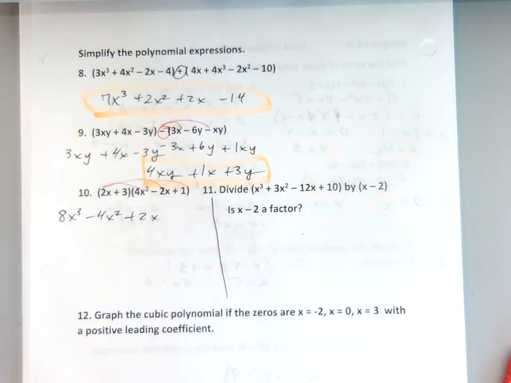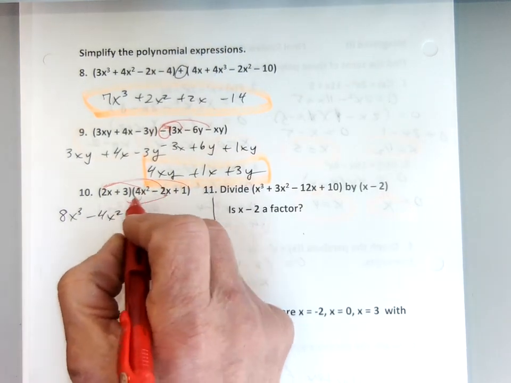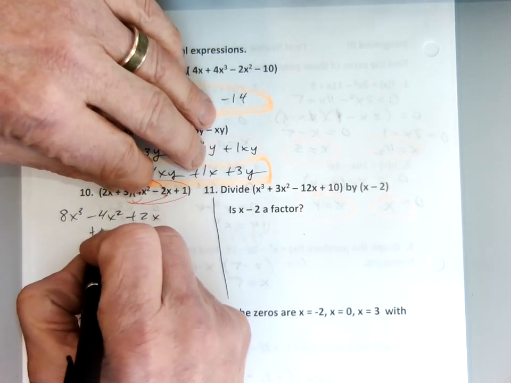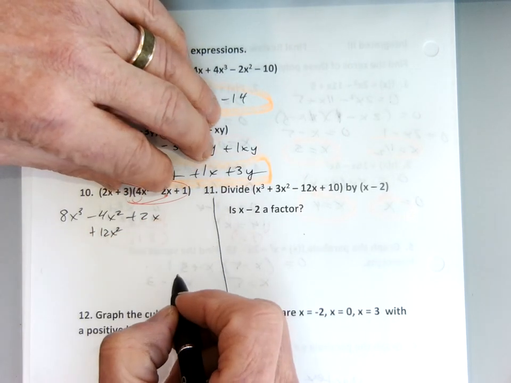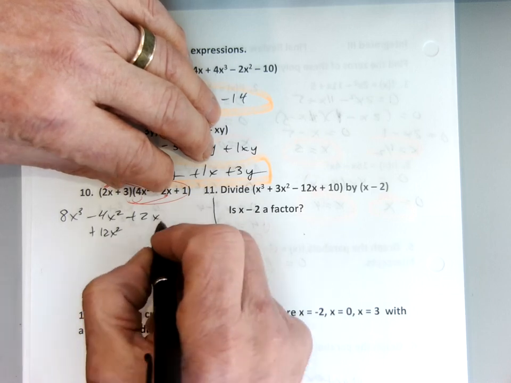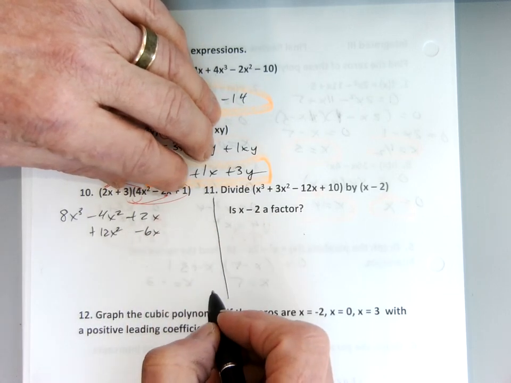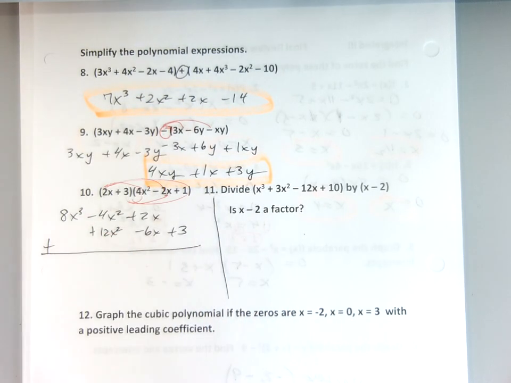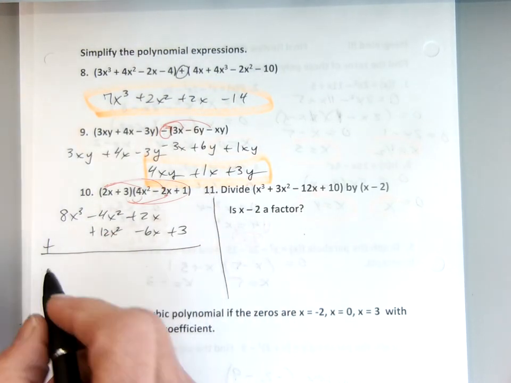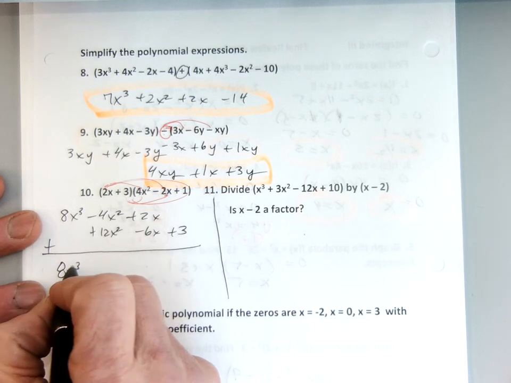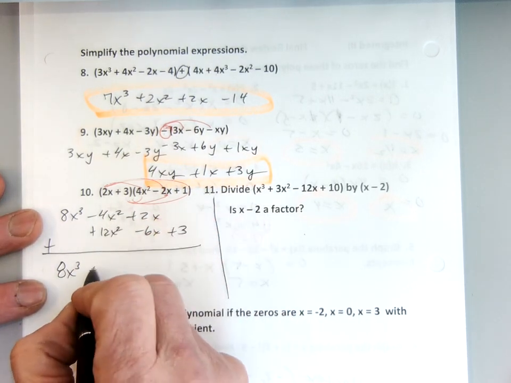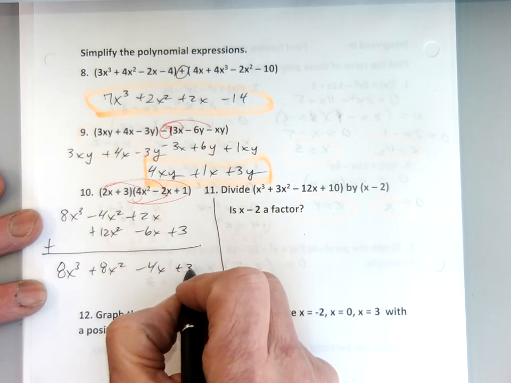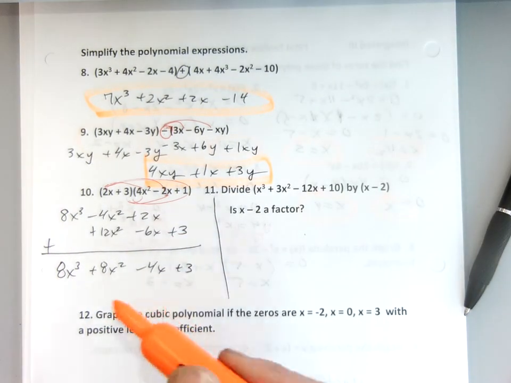Okay, then, I need to multiply the 3 also through. So I'm going to get a positive 12x squared. I'll put it right there. I like to line them up. I'm going to get a negative 6x. I'll put it right there. And then I'm going to get a positive 3. Okay, now, the reason I like to line them up is because adding like terms is really easy. 8x cubed is the only cubed term. I have a positive 8x squared, a negative 4x plus 3. Okay, there you have it, right? Boom.